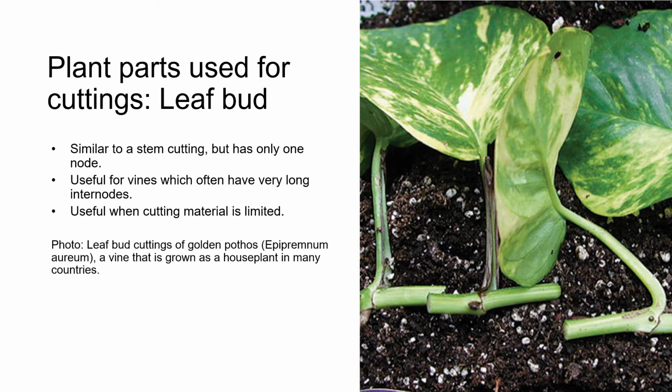Leaf bud cuttings are very similar to a stem cutting, but they have only one node. Leaf bud cuttings are useful for vines, which often have very long internodes. This technique is also really useful when cutting material is limited, because you can obtain at least twice as many cuttings using leaf buds as you can from stem cuttings, which have a minimum of 2 nodes. The photo here shows leaf bud cuttings of golden pothos, which is a vine native to French Polynesia and is commonly grown as a houseplant in many countries, including the US.